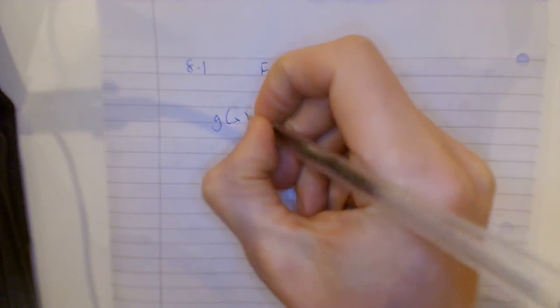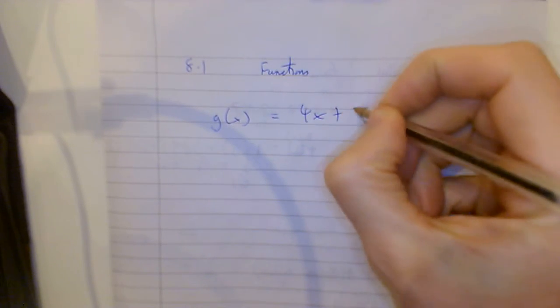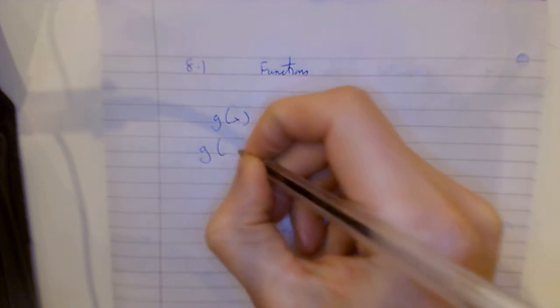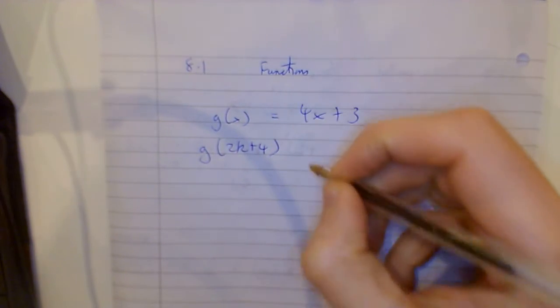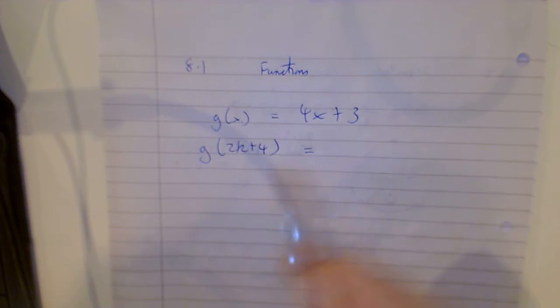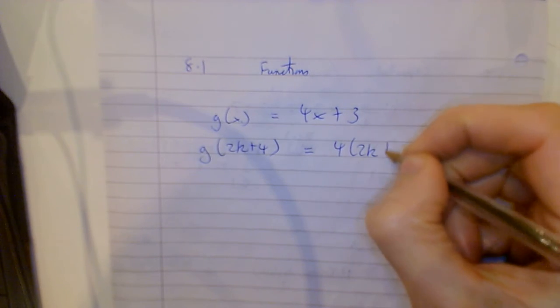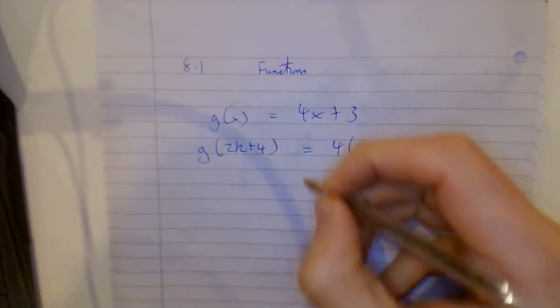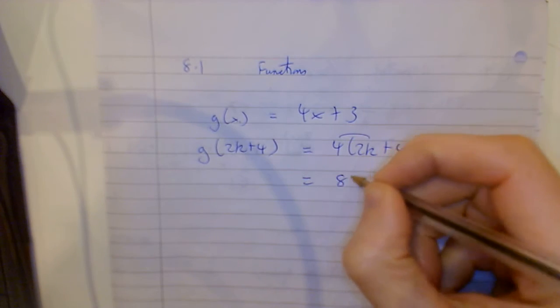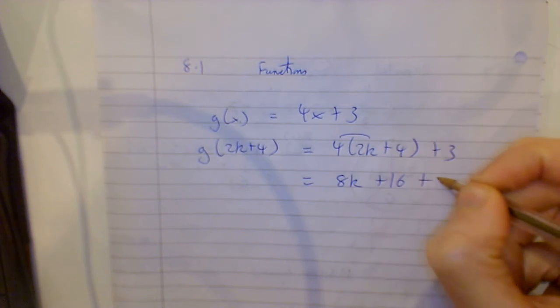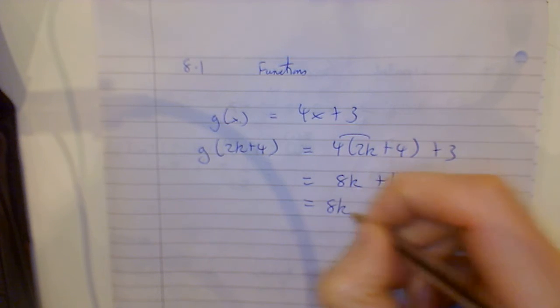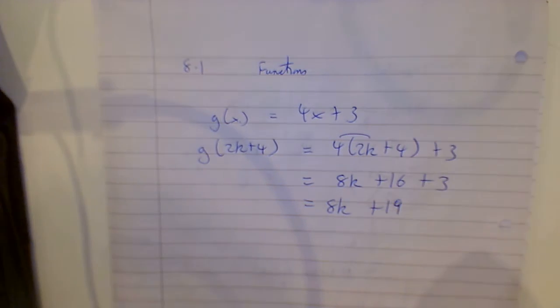Okay, 8.1 functions. This is quite easy, so I'm going to use the book for most of it, but I'm just going to run through one thing with you in the beginning. If I tell you that g of x is 4x plus 3, and then I want to find g of 2k plus 4, all I do is x becomes 2k plus 4. That is 8k plus 16 plus 3. That is 8k plus 19. And that's all it is.